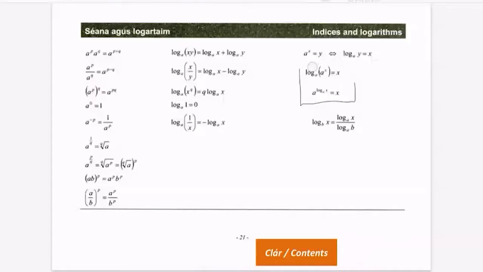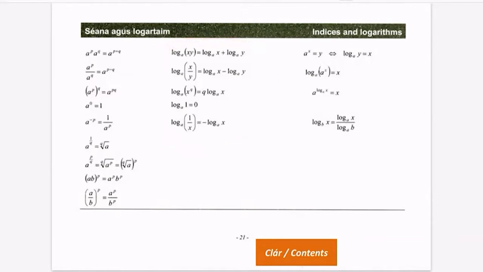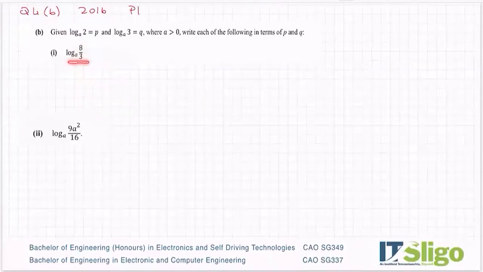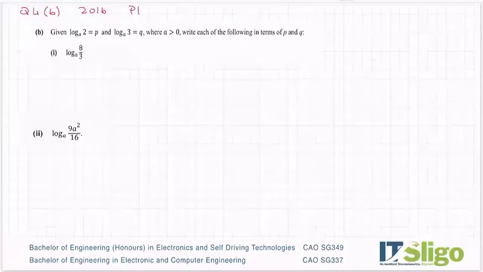Okay, so we're over here in the log tables, page 21, and we're looking at the rules of logs. So let's go back and have a look. I've log to the base a of 8 over 3. So it's a division one, so I could write it as log to the base a of the top minus log to the base a of the bottom. Let's try that. Log to the base a of the top minus log to the base a of the bottom.